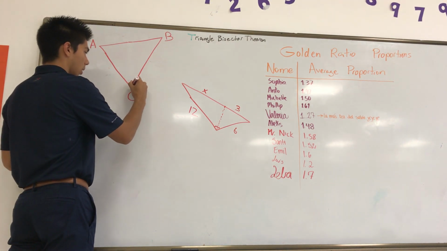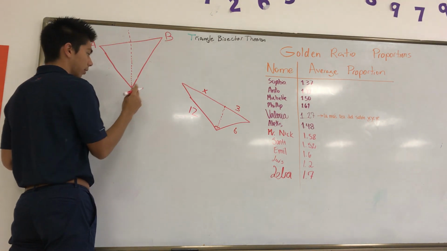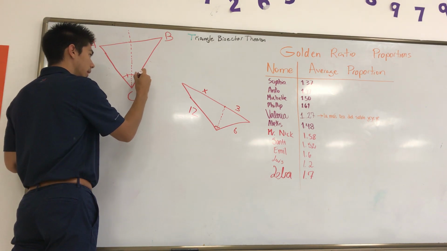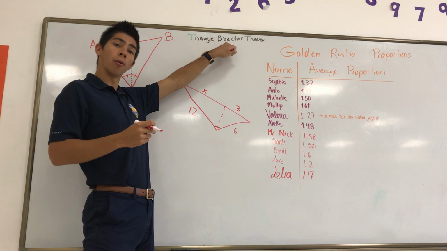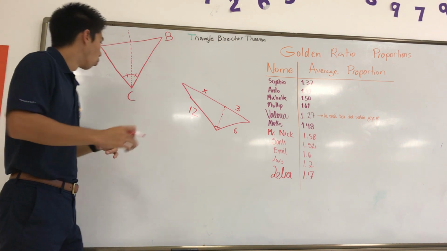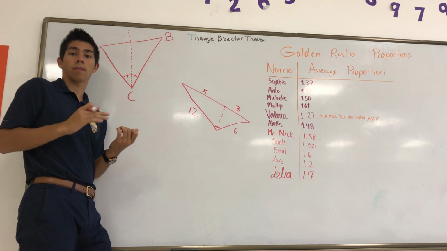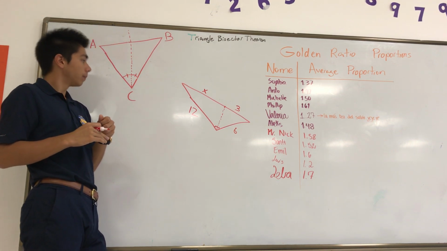So I'm going to draw my angle bisector here. My angle bisector of angle C splits this angle C into two equal parts, okay? So you are only going to use this triangle bisector theorem when you have a bisector inside of a triangle. If you don't see that, then you're not going to worry about it. We're not going to use it, okay?